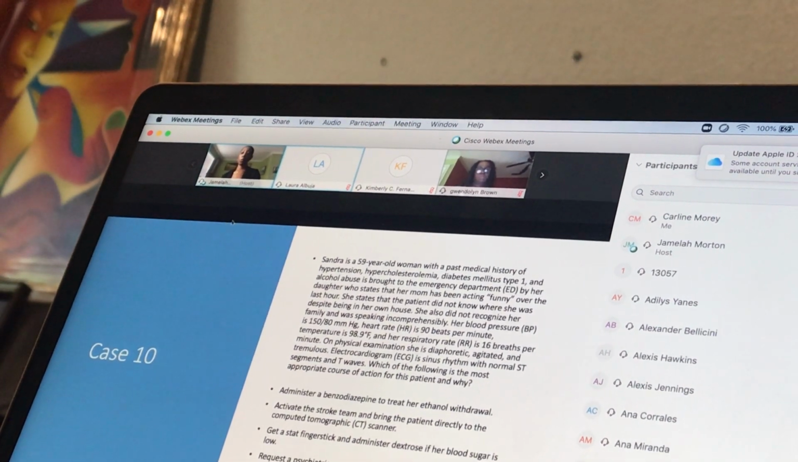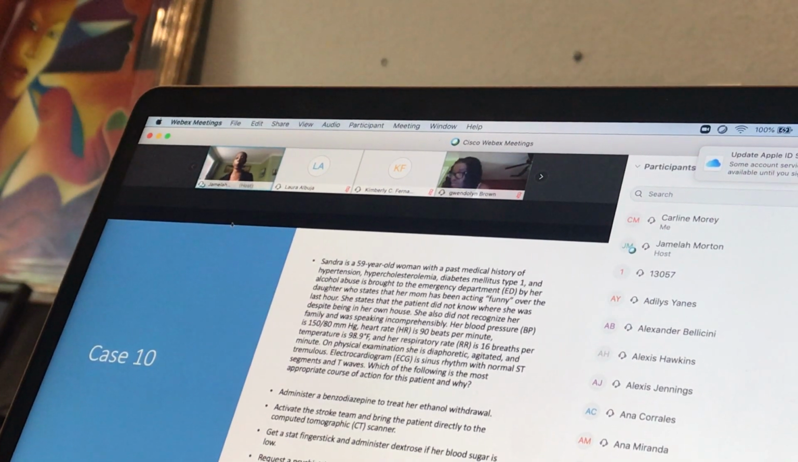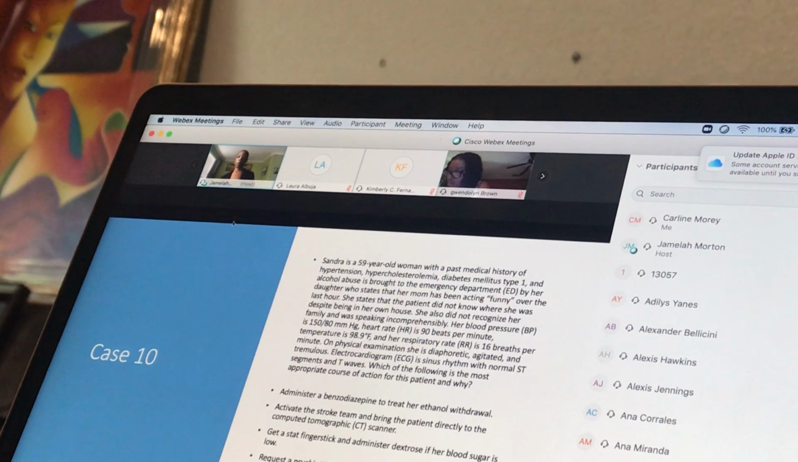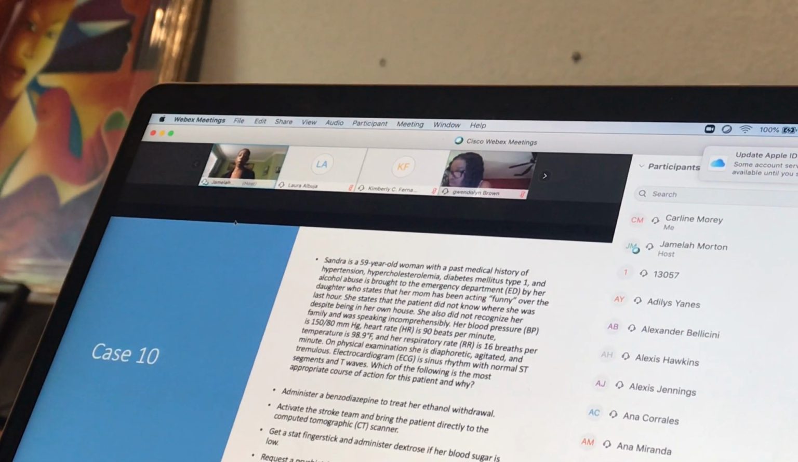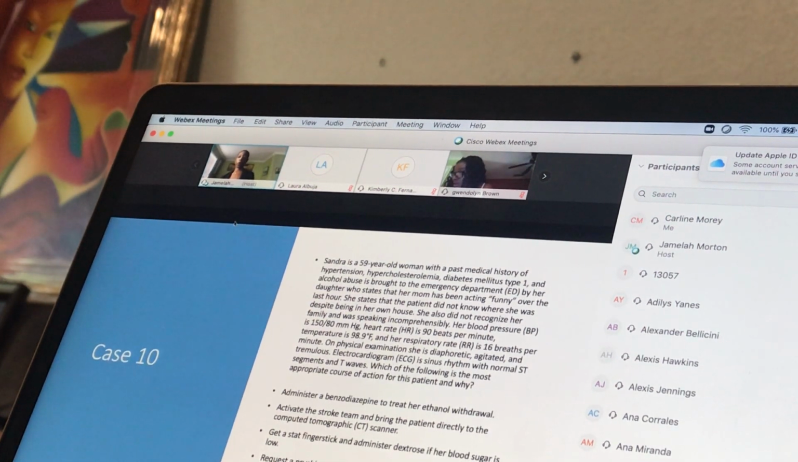Sandra is a 59-year-old woman with a past medical history of hypertension, hypercholesterolemia, diabetes type 1, and alcohol abuse. She is brought to the emergency room by her daughter, who states that her mom has been acting "funny" over the past hour. She states that the patient did not know where she was despite being in her own house. She also did not recognize her family and was speaking incomprehensibly.